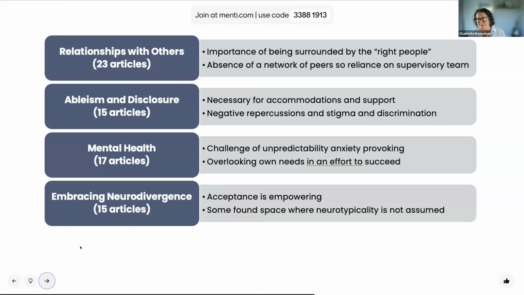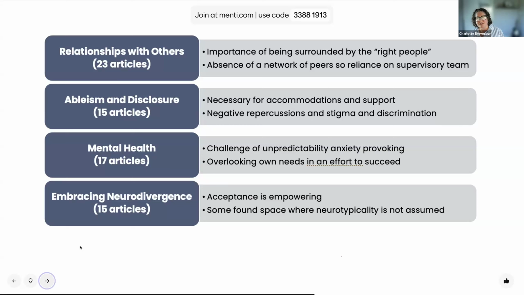I think worryingly, but not unsurprisingly, all of these really impacted on people's reports of their mental health, with that unpredictability being quite anxiety provoking, and the extra work they're doing to maintain progress with their research often meaning their own needs were overlooked. So we're seeing lots of burnout, and lots of extra emotional labour that needs to be put in just to maintain their perception of being a credible PhD student and academic.